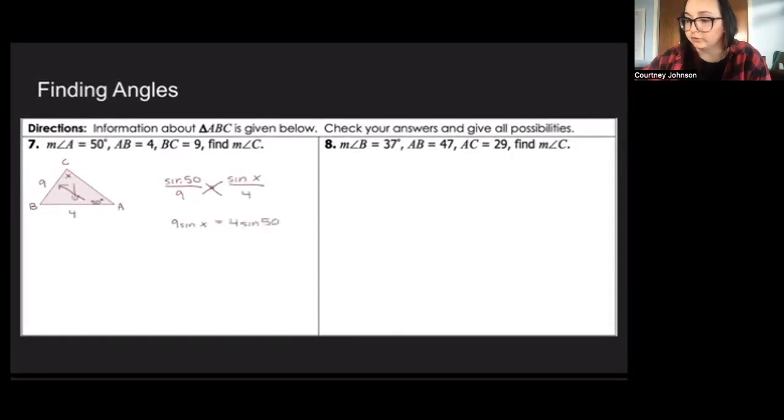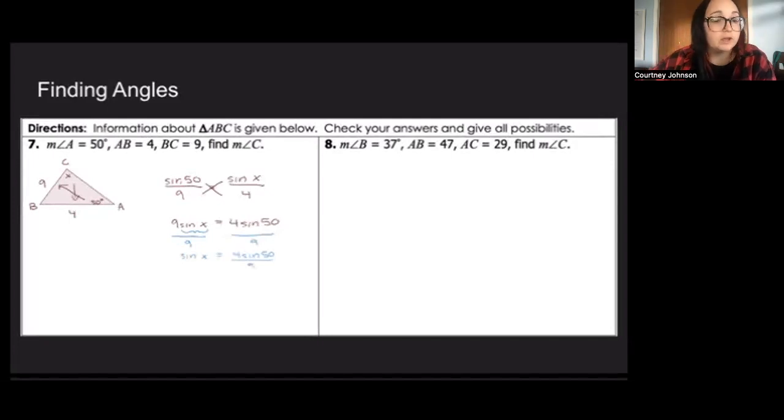Now, something looks a little different here. This time our X is locked inside with our sine. Okay, we have to remember that. We cannot just divide by it, but we can divide by a 9. Okay, so if we divide by 9, we can get sine of X equals 4 sine 50 over 9.